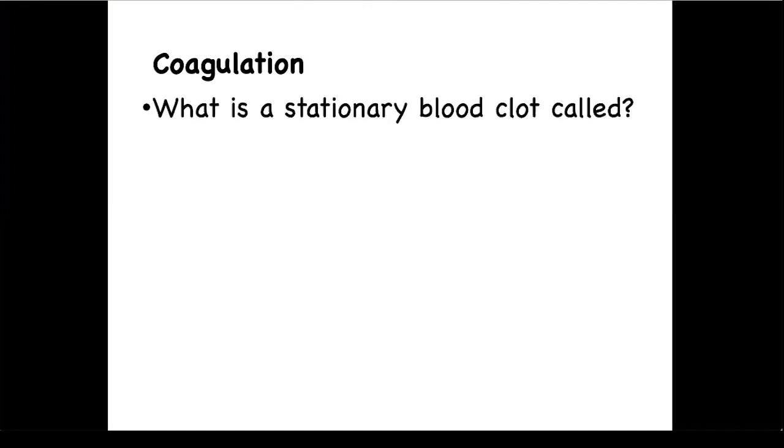Let's move on to the 3rd phase, coagulation. This is a little bit more complicated. Before we look at coagulation, try to think of what a stationary blood clot is called. It is a thrombus. If it begins to move, it is an embolus.